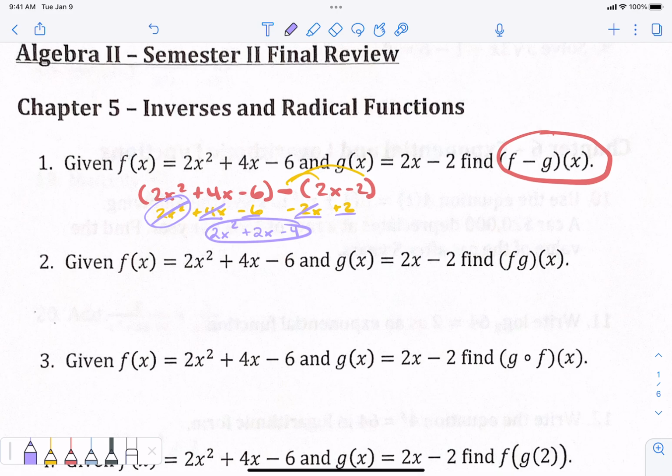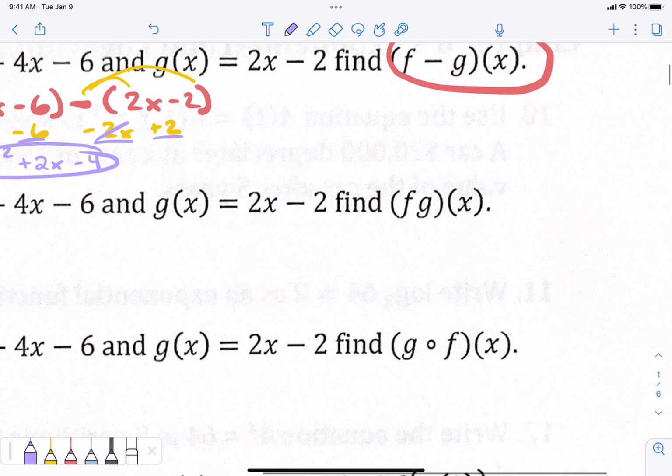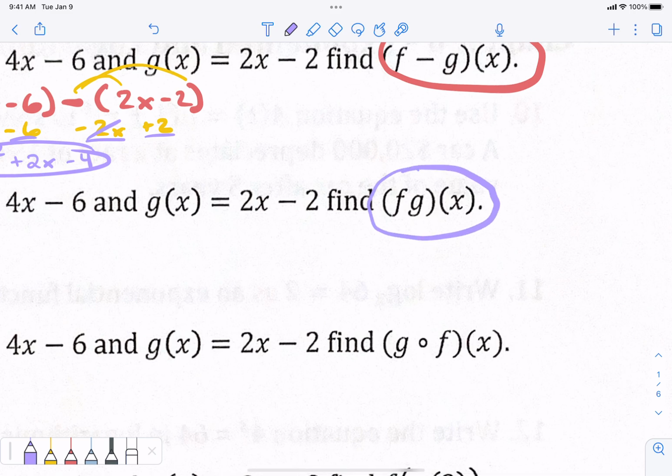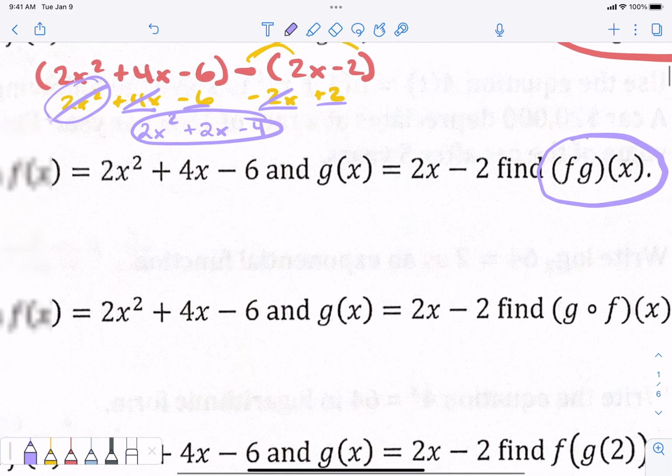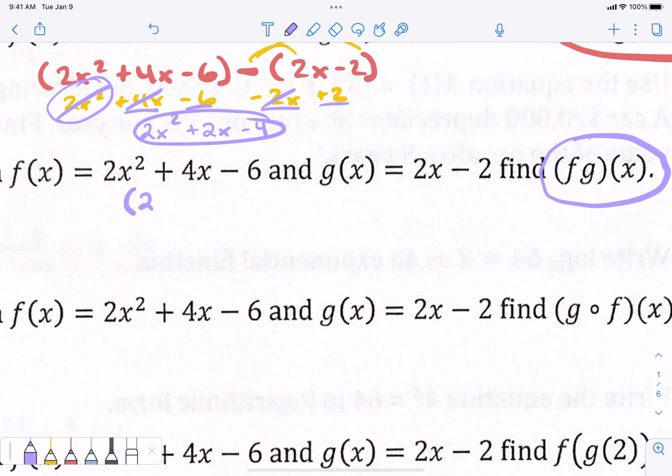Number 2, still the same functions, f and g, but what does this say right here? It's like f and then right next to g. What does that mean? Multiply. If you see 2 things right together, that means multiply. F times g. So I'm going to write it like this. 2x squared plus 4x minus 6 times 2x minus 2. Okay, I'm going to multiply them like that, just the way that they are.